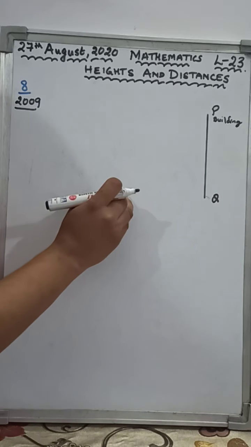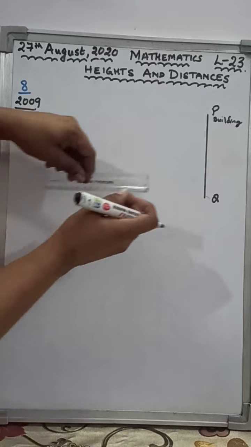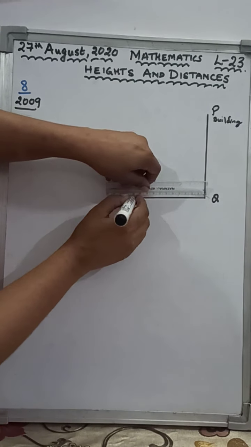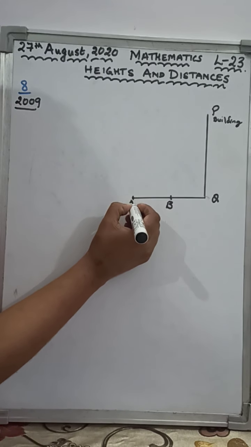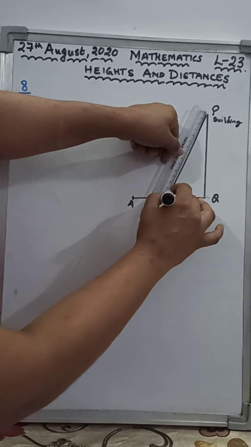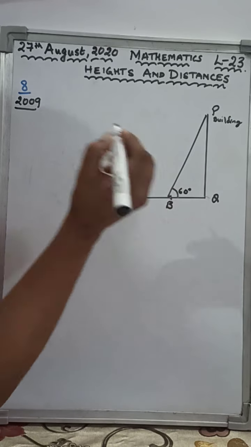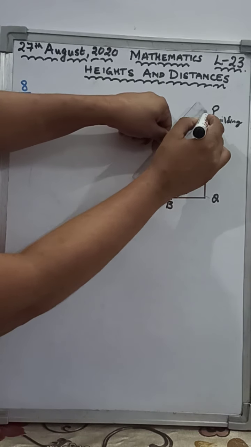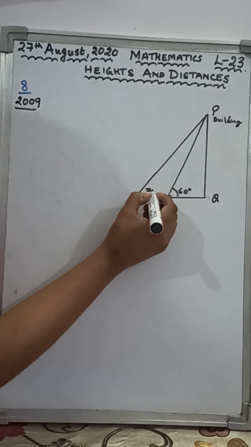And from the same side there are 2 points A and B. The angles of elevation of the top of the building are 30 degrees and 60 degrees. So this is the ground, this is point B and this is point A. From point B the angle of elevation will be 60. Clear? Now from point A, the angle of elevation is 30.